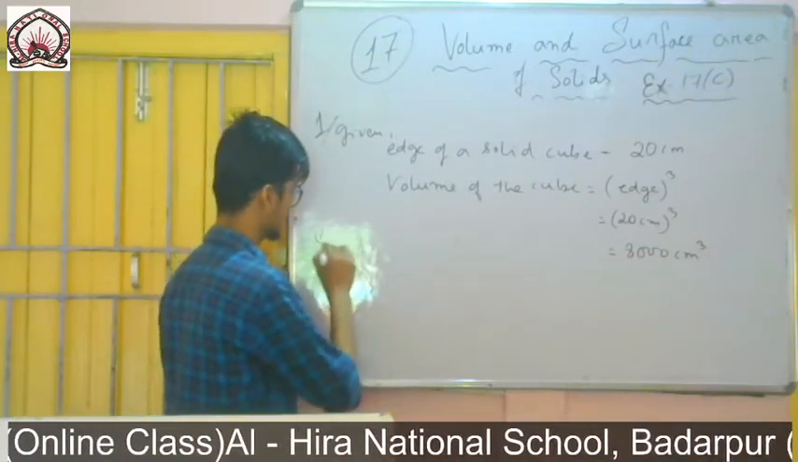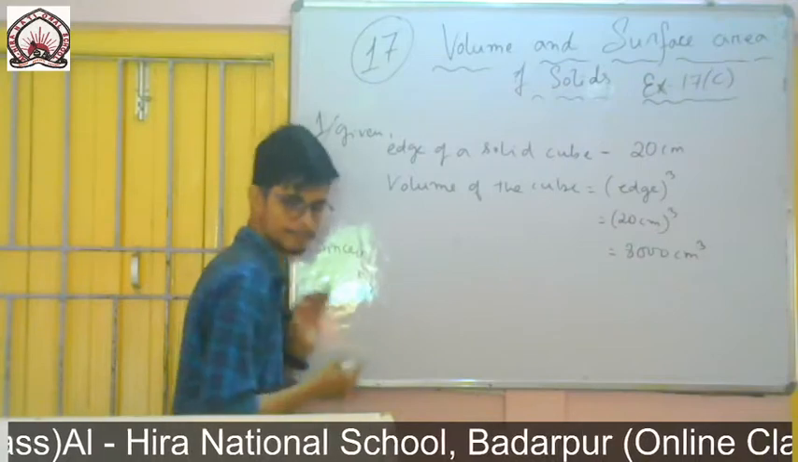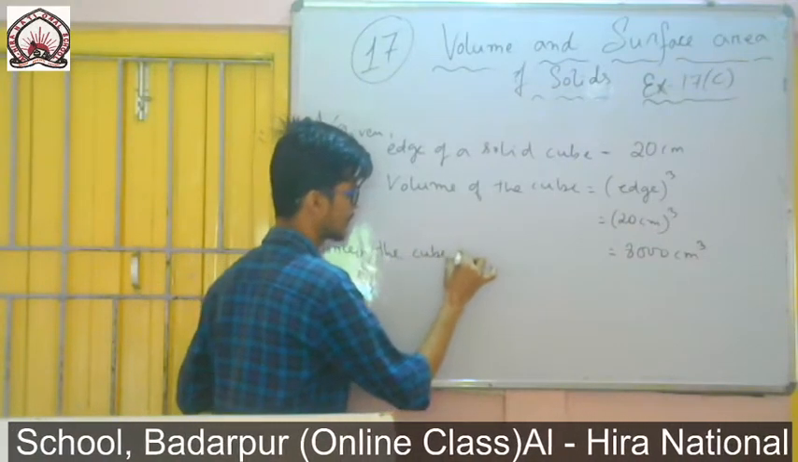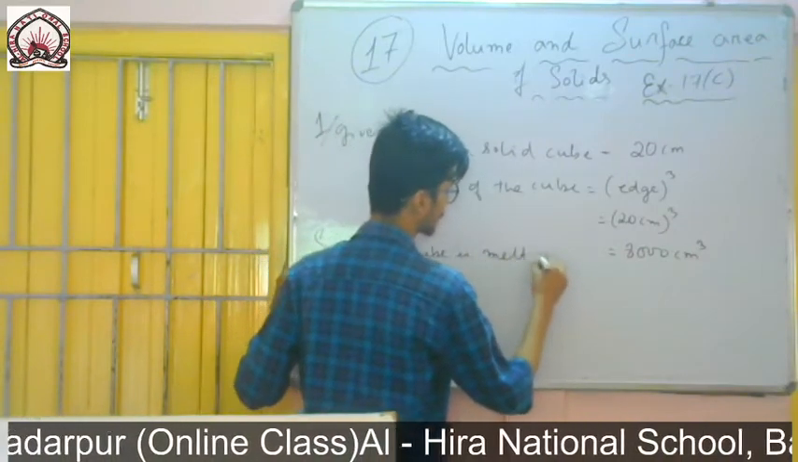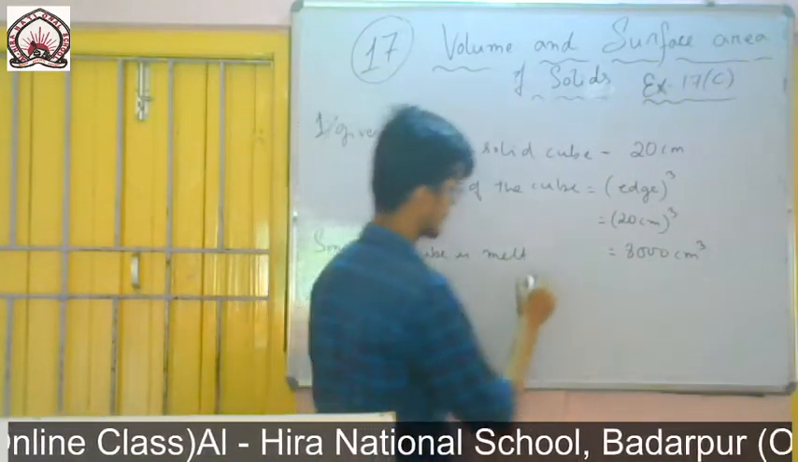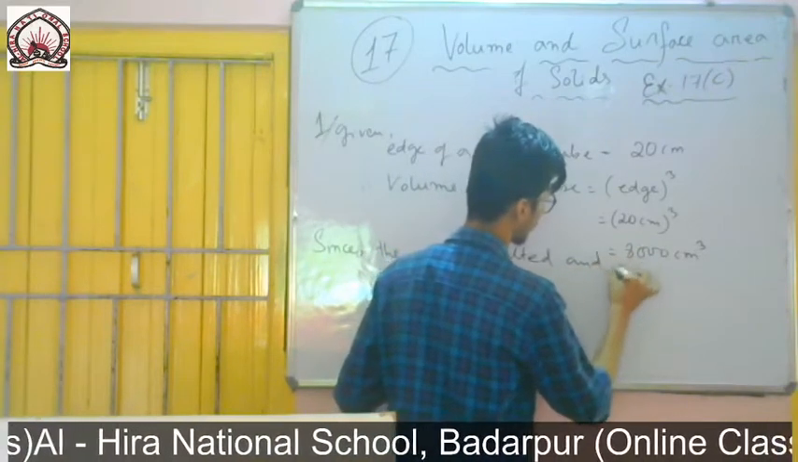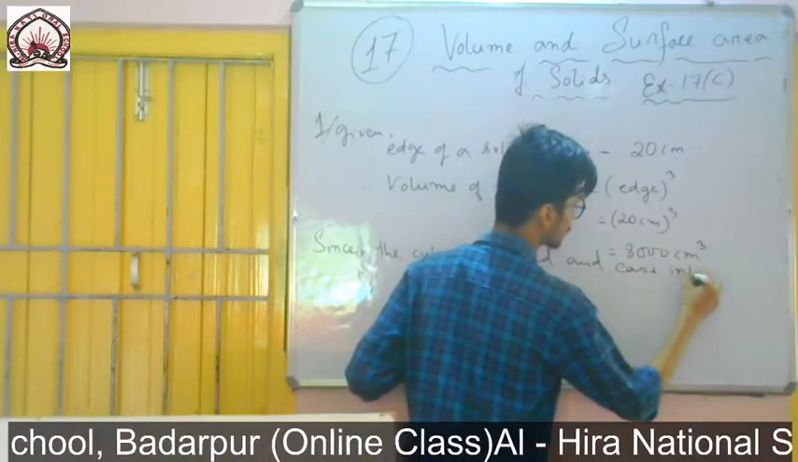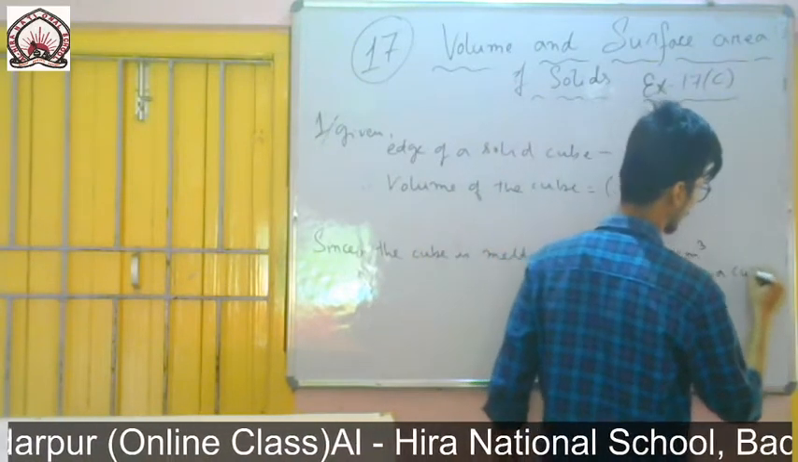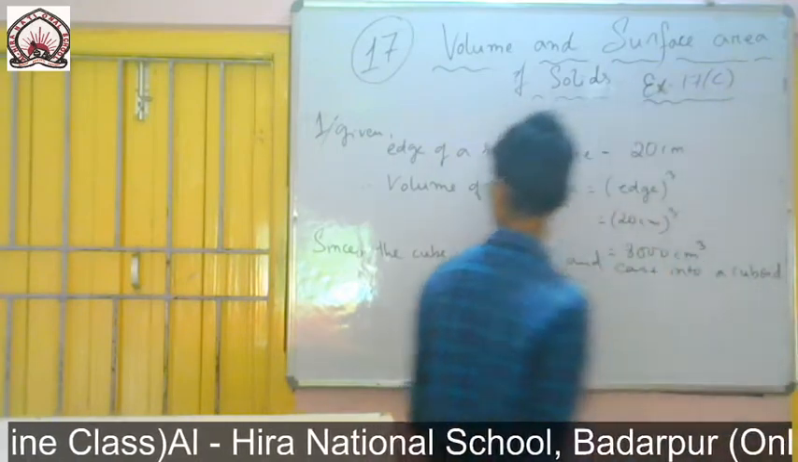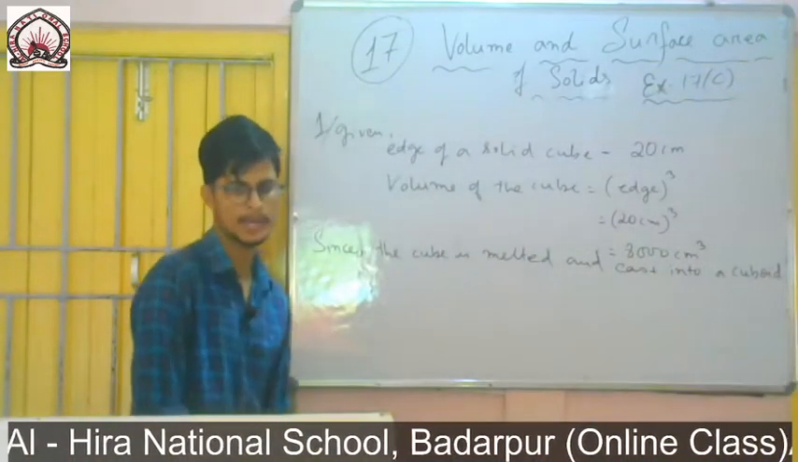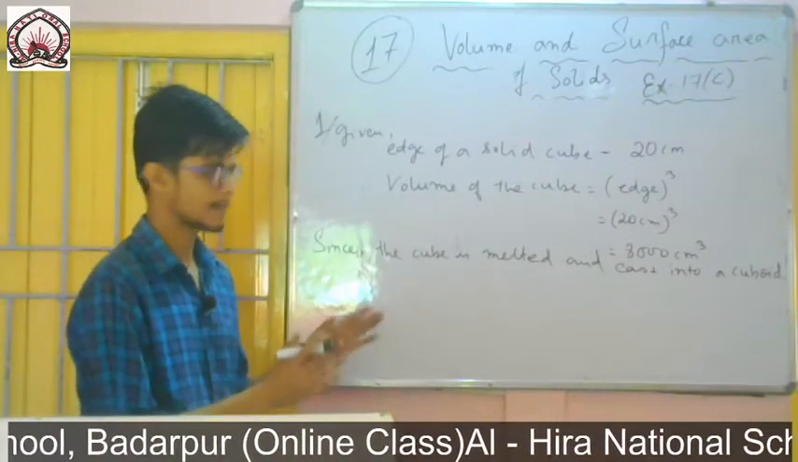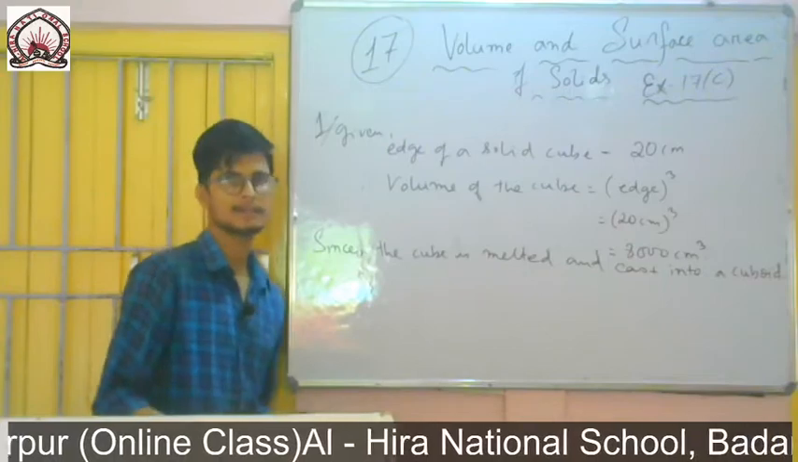You write, since the cube is melted and cast into a cuboid, therefore the volume of the cuboid will be the same as the volume of the cube.